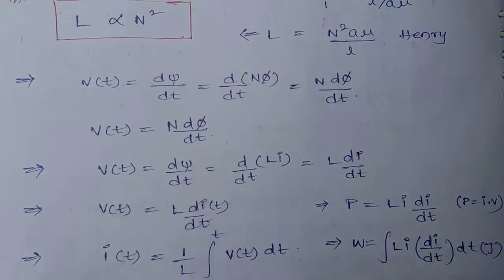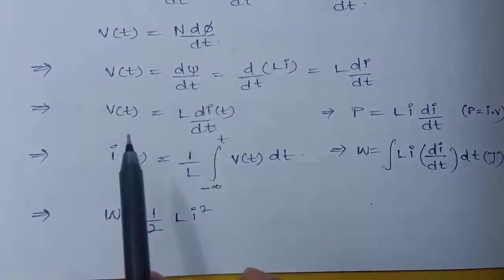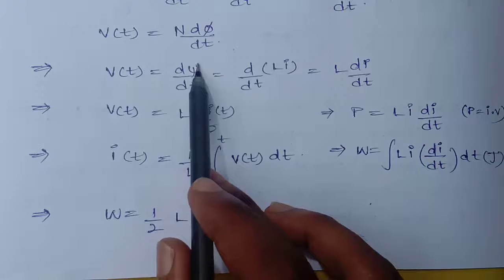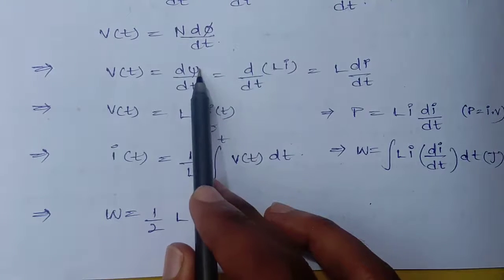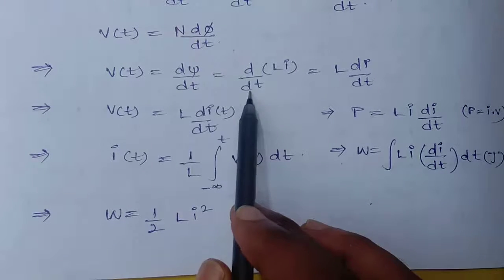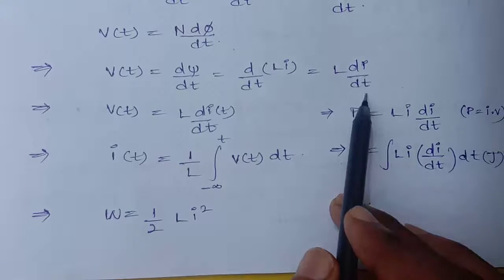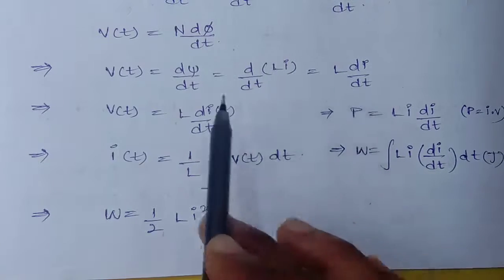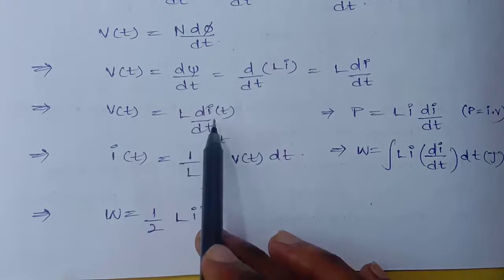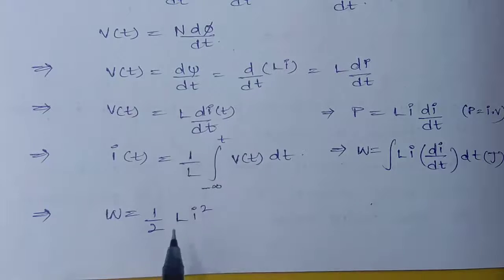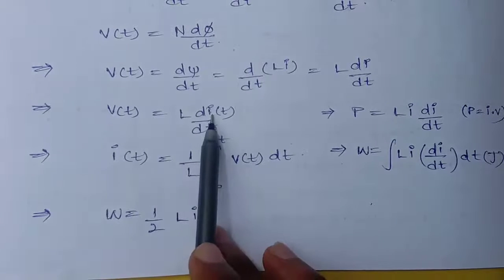Okay. We can write voltage as V of t is equal to d psi by dt. We also know that psi is nothing but Li. So we can write d by dt of Li. Here L is constant, that means L into di by dt. So you need to remember this voltage formula, which is V is equal to L into di by dt. Okay. Now if I want to find out this current expression, how we will find?